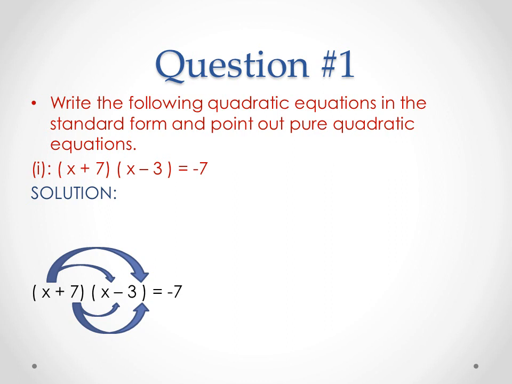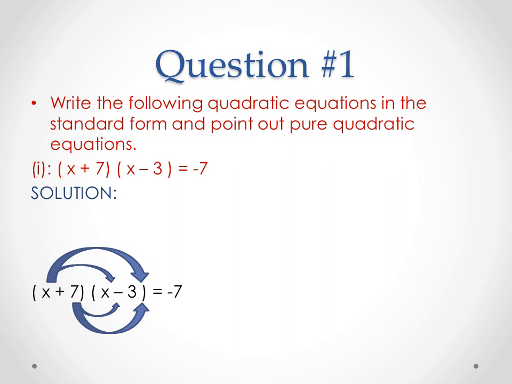Now you have to do two things. First of all, change the given equation to the quadratic form and then simply write down whether it is a pure quadratic equation or not. Doing the first part, which is (x plus 7)(x minus 3) equals minus 7. Whenever brackets are involved, you automatically know that you have to solve the brackets first. The method of solving brackets is we multiply the first term of the first bracket with the whole of the second bracket, and the second term of the first bracket with the second bracket as a whole.